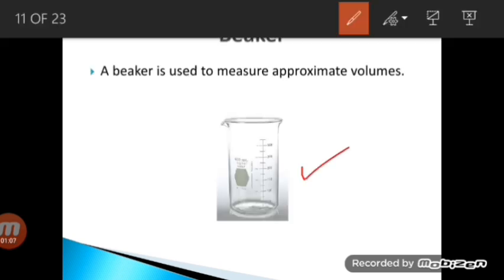This is the diagram of the beaker, and one more thing, all of these apparatuses can be taken in any size. It depends upon the experiment, and upon the volume of liquid required for the experiment. A beaker is used to measure approximate volumes of liquid.